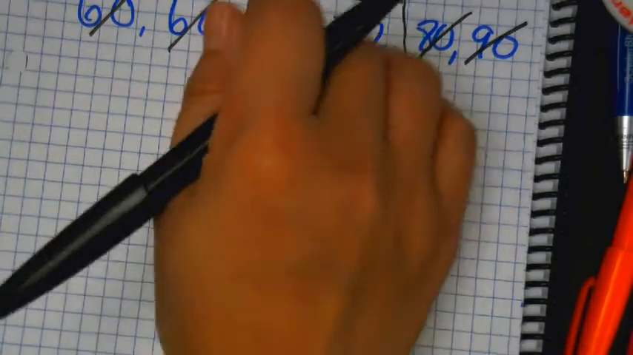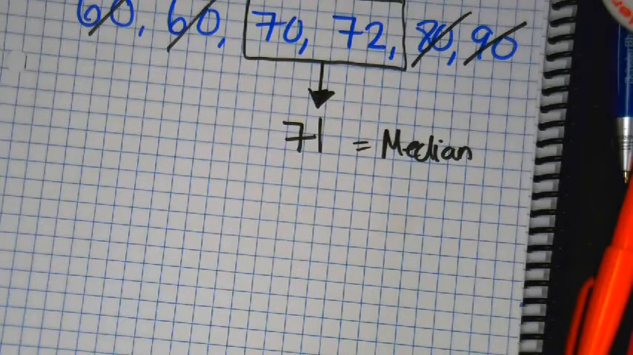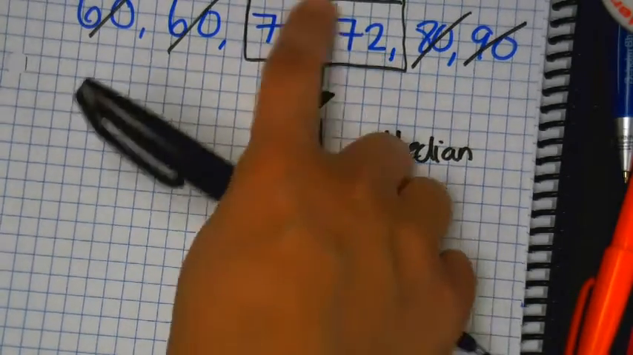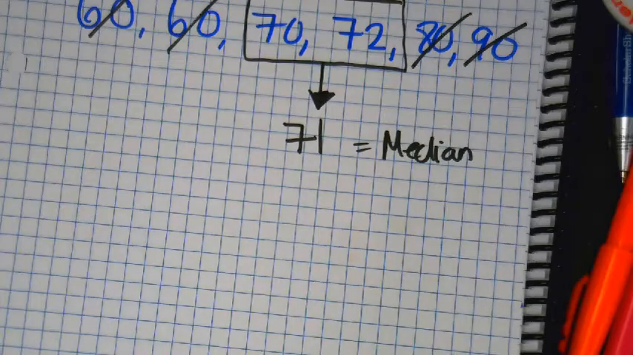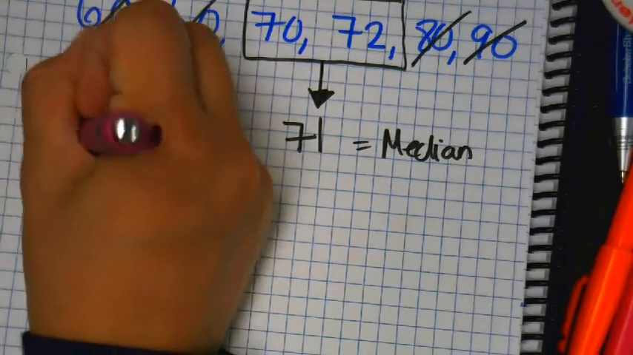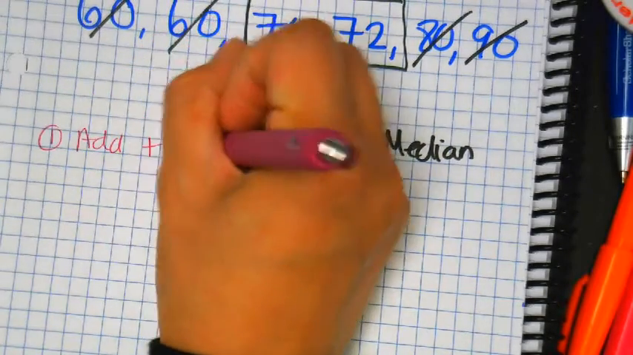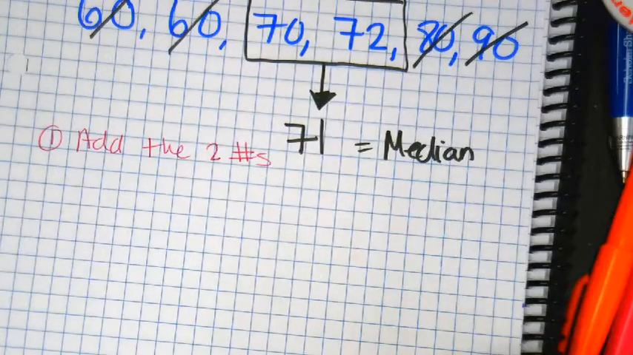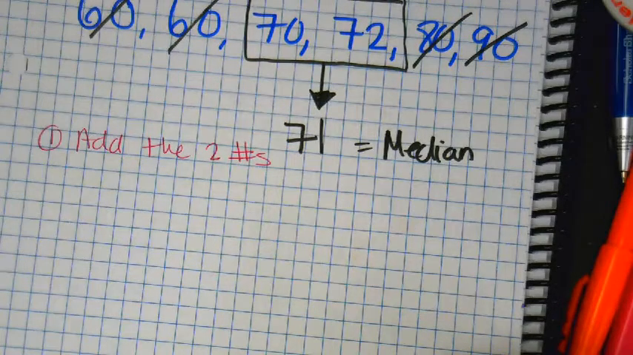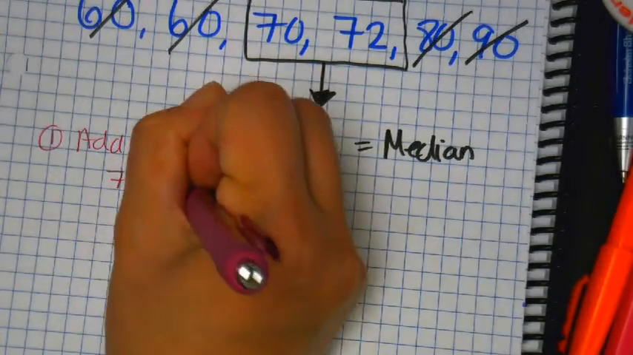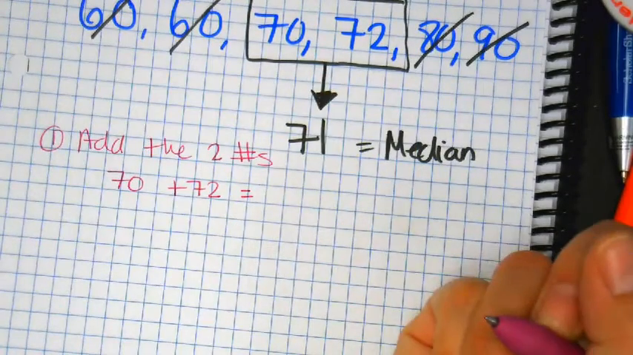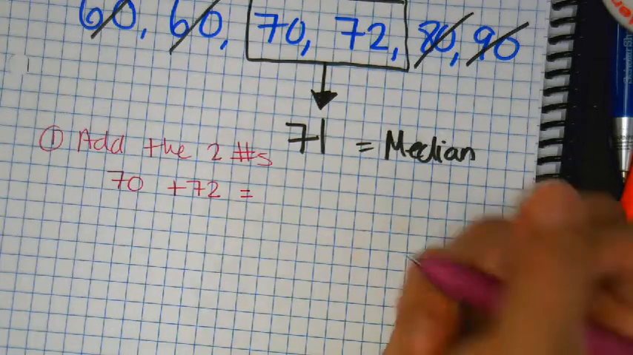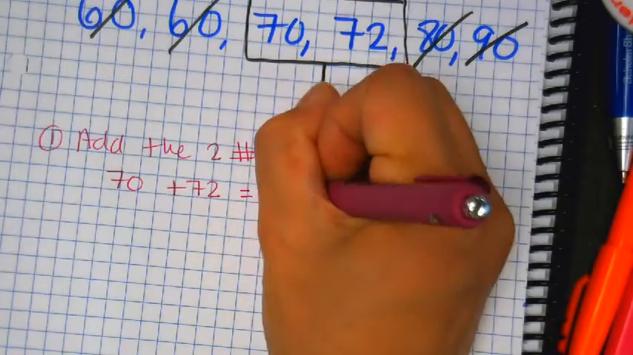We're going to use this example to show you, you already know the answer, right? So we're not worried about what the answer is. We're now learning how to do it if we don't know what's in the middle. So step 1, add the 2 numbers. When we add 70 plus 72, we get 142. Now, is that the number in the middle?